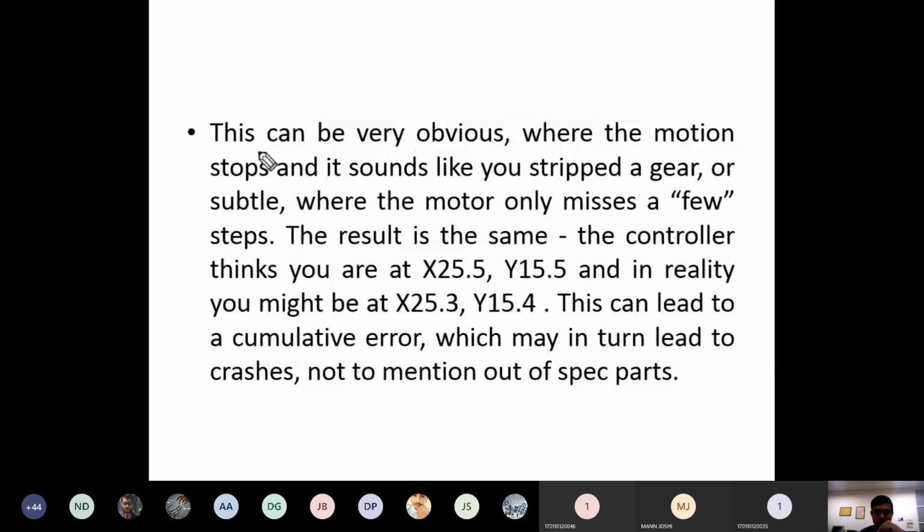This can be very obvious where the motion stops and it sounds like a stripping gear. When you observe a stepper motor in running conditions and it stops, there is some stripping motion, like a stripped gear or a stutter, where the motor only misses a few steps. So it stops for some milliseconds, and then we are not getting the exact position.